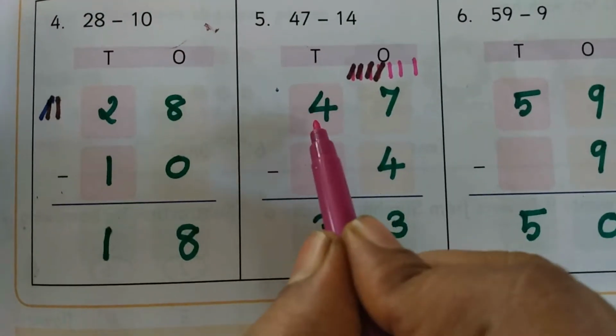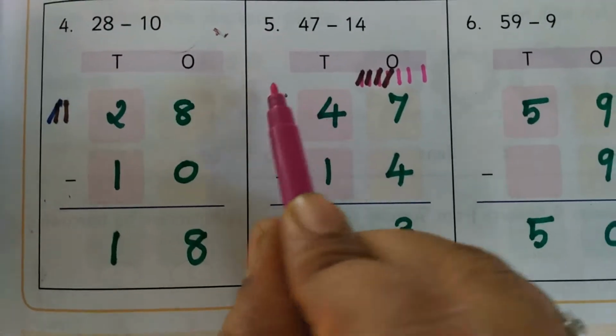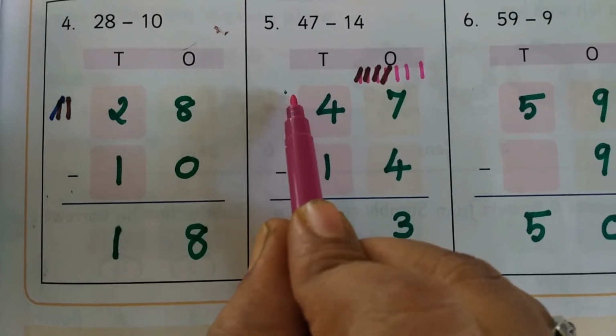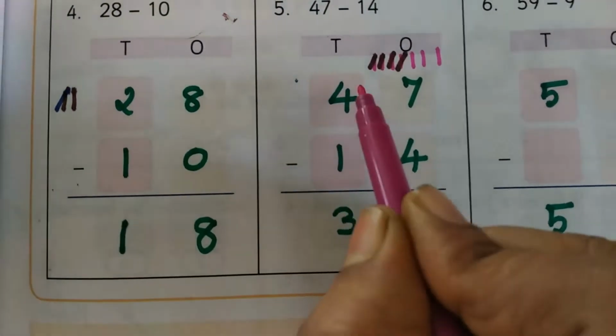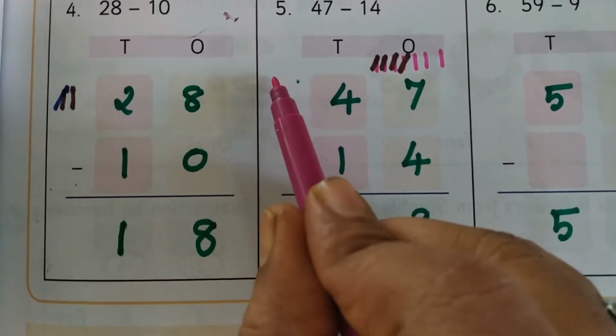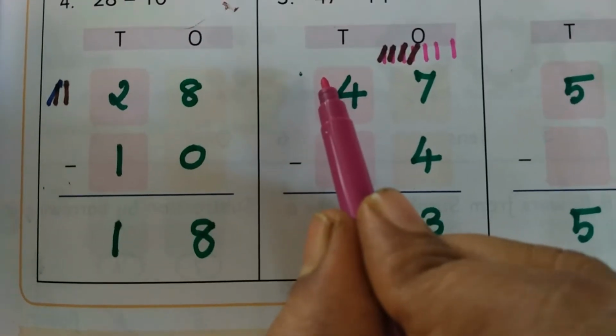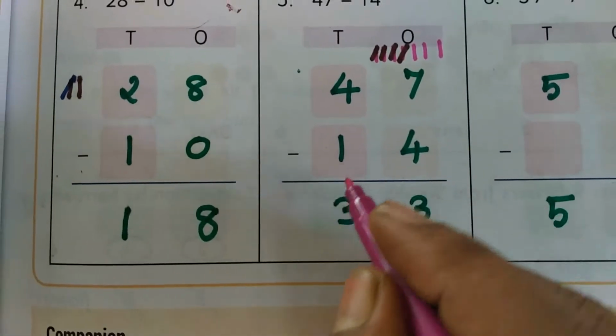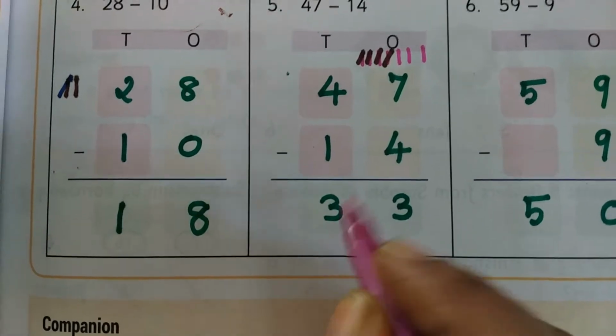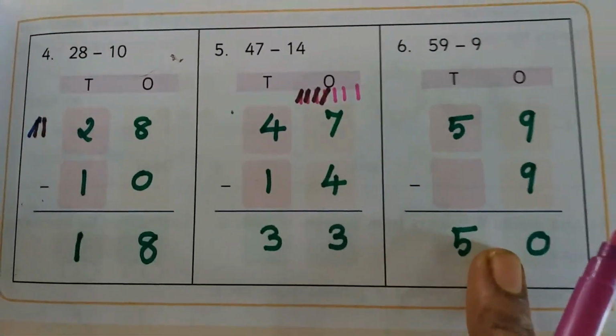Yes, in tens place, what is the number? 4. So you can draw the 4 lines here. And you want to subtract 1. Okay, so from 4 lines, if you subtract 1 line, what is the remaining lines? 3 lines you will be having. Okay, you want to write here 3. Like this, you can do the third sum also.